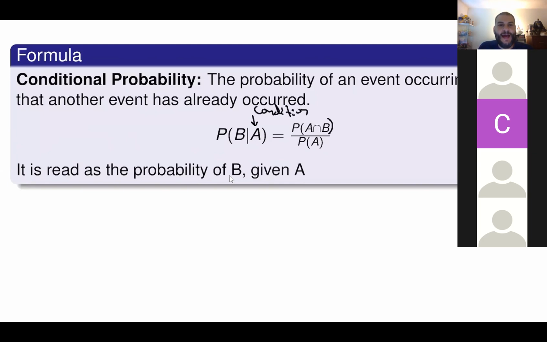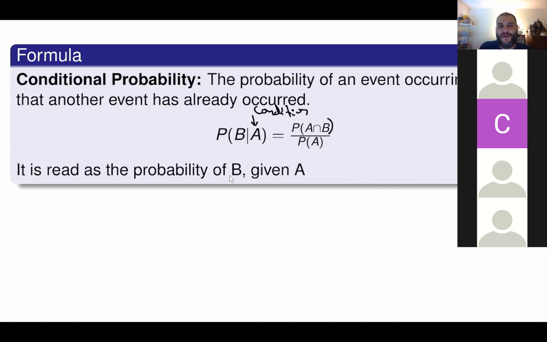An example of that: say I tell you it's already rainy, so we already know it's rainy, and then I ask you what is the probability that people will bring an umbrella? The chances of somebody bringing an umbrella are going to be higher, because if it's rainy, it would be kind of silly not to bring an umbrella. That's a conditional probability.